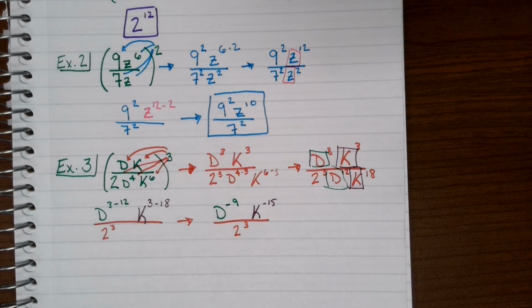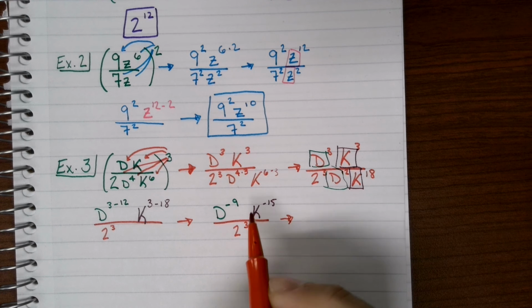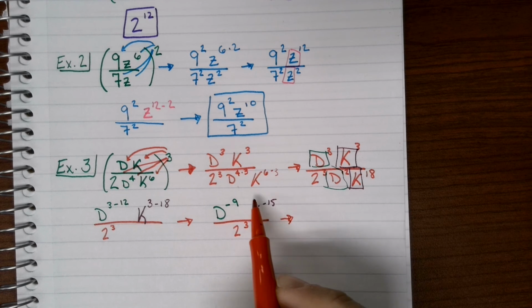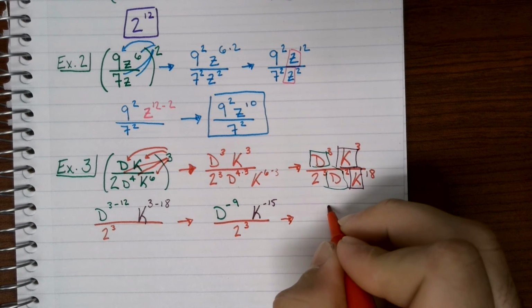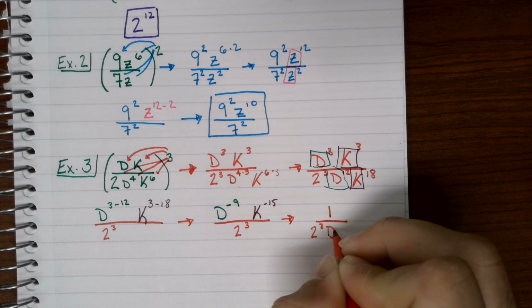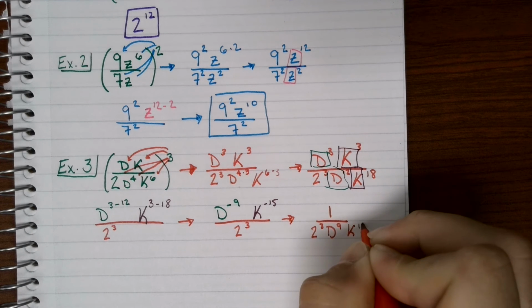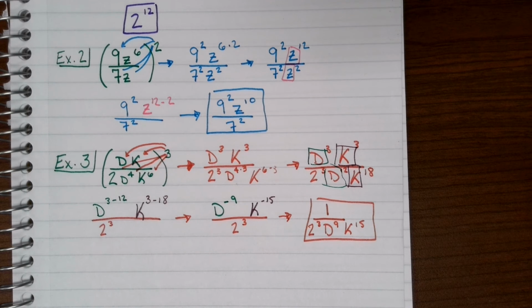Is this problem complete yet? No, why not? We got negatives. How do I make those negatives a positive? We flip it. So I still have one more step here. If I flip my d to the negative 9 and k to the negative 15, if there's nothing left in the top, what number goes there? A 1. So it's going to be 1 over 2 cubed d to the 9th k to the 15th. Okay, that's one way to do it.